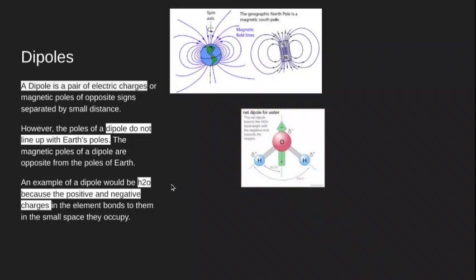An example of a dipole would be H2O, or water, because the positive and the negative charges in the element bond them in the small space they occupy. So let's look at this water particle we have on the side. Now, the oxygen particle is positively charged. So the two hydrogen sides, the bottoms of them that connect with the oxygen, they're negatively charged, which is what bonds them together.